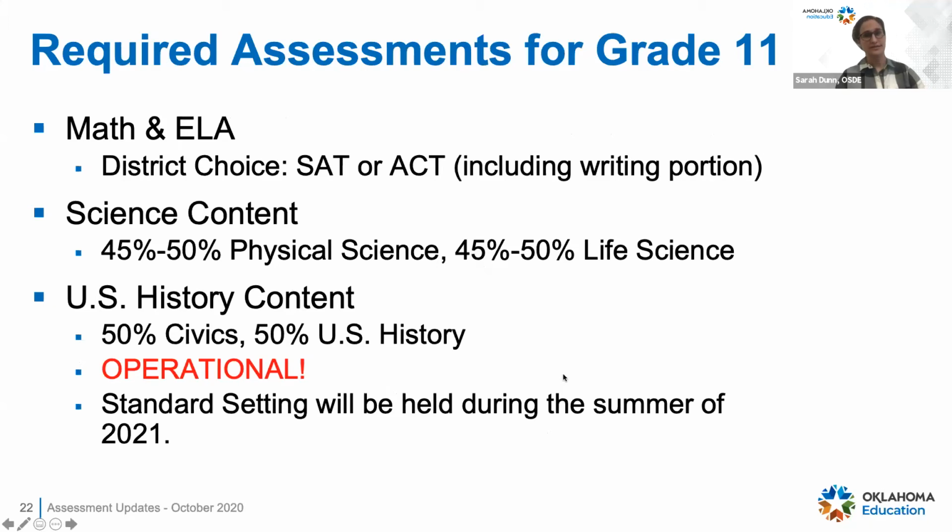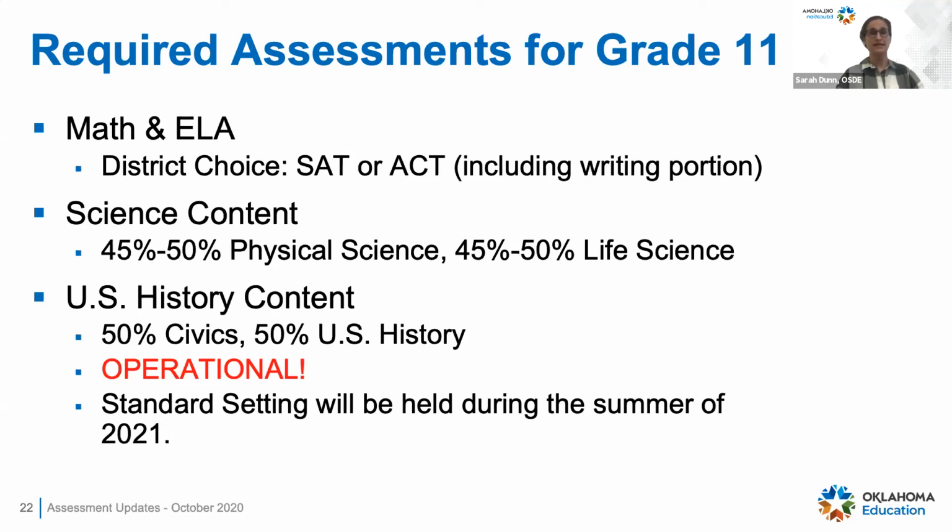So our required assessments for grade 11, we've talked a bit about this. We've got the SAT or ACT for math and ELA, and that does include the writing portion. In addition, we have a science content assessment for grade 11. It's roughly half physical science, half life science content. And then we have our US history content assessment for grade 11. It is operational this year. It was given as a field test in 2019, and now that we have the data back, students will receive scores when they take this assessment in 2020.